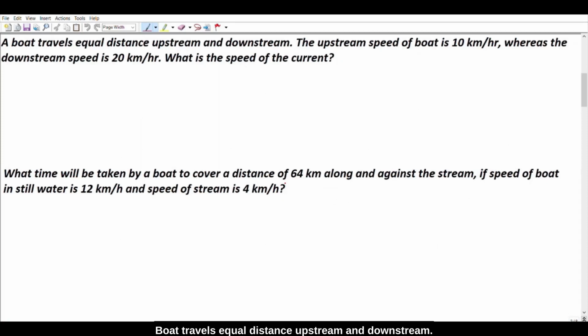A boat travels an equal distance upstream and downstream. The upstream speed of the boat is 10 km per hour and the downstream speed of the boat is 20 km per hour. What is the speed of the current? From the question, it has been given that the distance downstream is equal to the distance upstream.